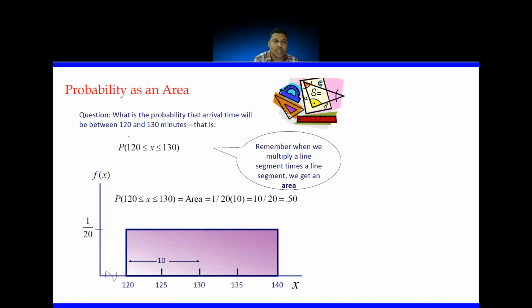By seeing this, if I ask you what is the probability of a flight arriving with 125 less than x less than 135, in such a case also it is the same. The area is 10, so the answer will be 0.5.